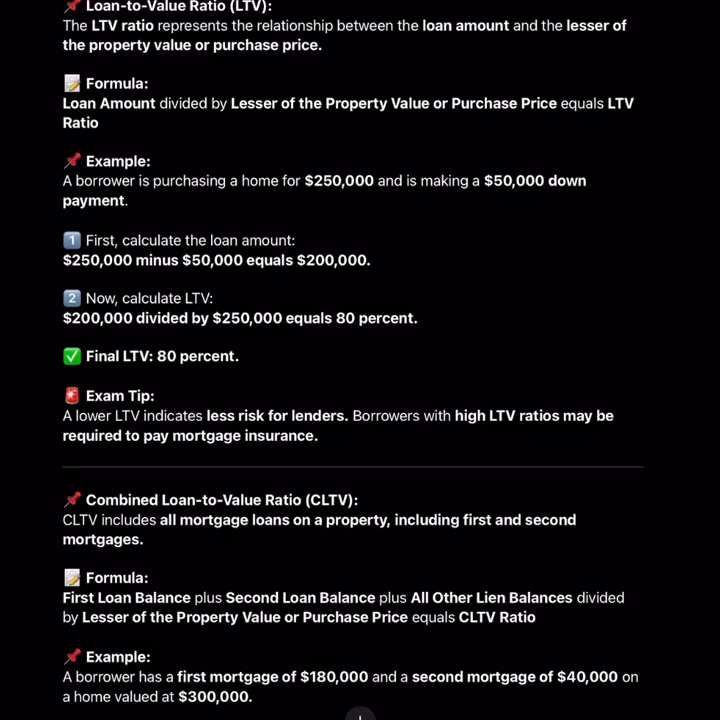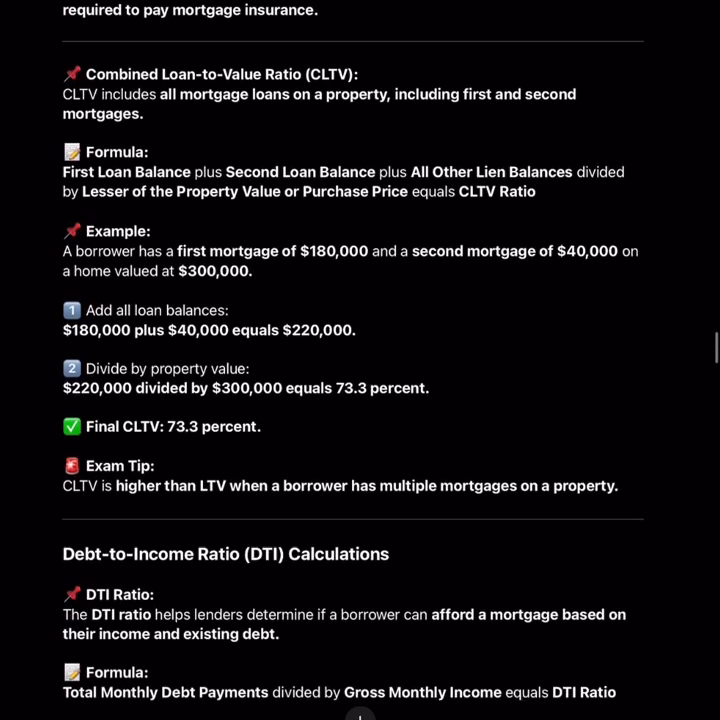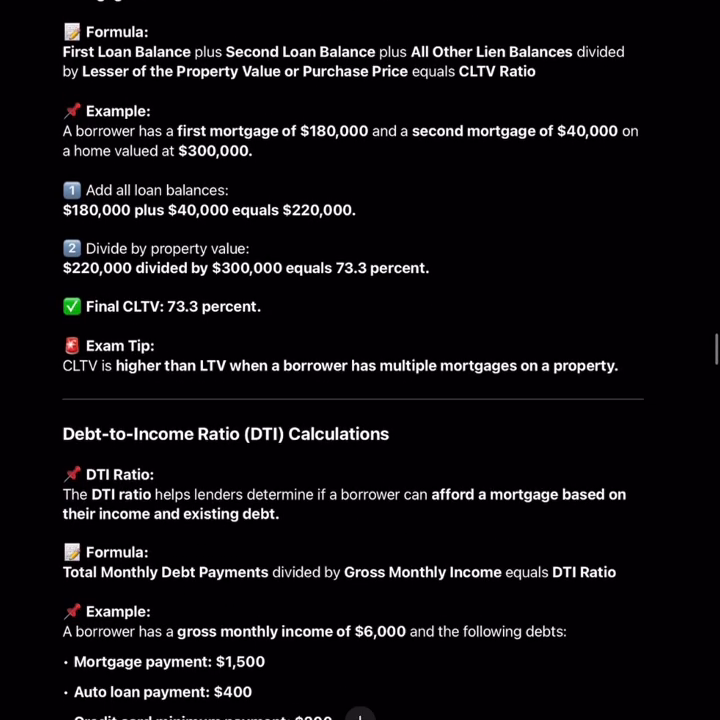Combined loan-to-value ratio, CLTV. CLTV includes all mortgage loans on a property, including first and second mortgages. Formula: first loan balance plus second loan balance plus all other lien balances divided by lesser of the property value or purchase price equals CLTV ratio.